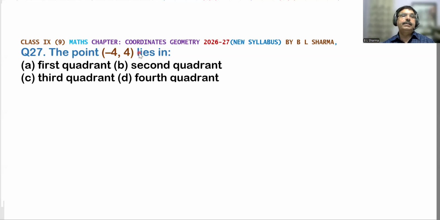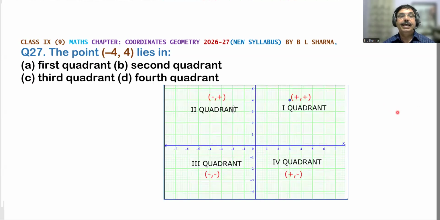The point with x coordinate -4 and y coordinate +4. Where are x negative and y positive? Let us see. x is negative and y is positive in which quadrant? In the second quadrant. Therefore, B is the correct option.